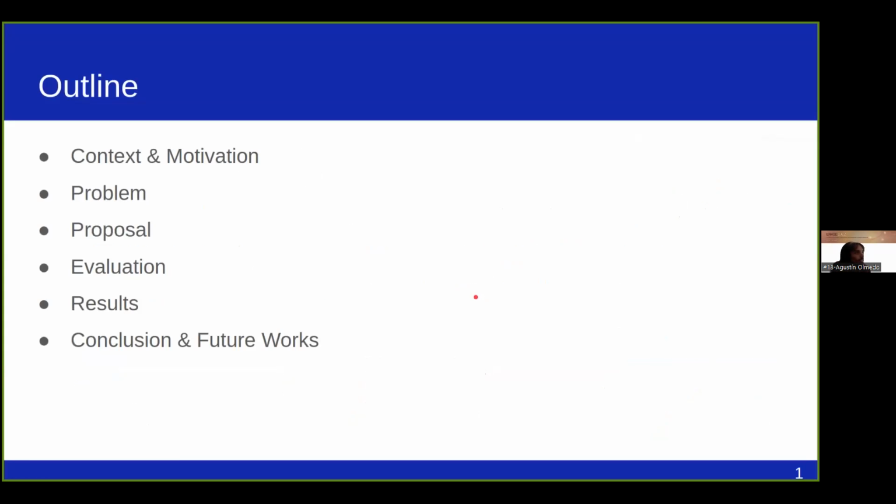The presentation is organized as follows. I will start by describing the context and the motivation of the work. Then I will introduce the problem, and next I will explain the proposal of our work. After explaining the proposal, I will explain how we evaluate it, and then I will show the results obtained in our work. The presentation ends by commenting on the conclusions and future works.